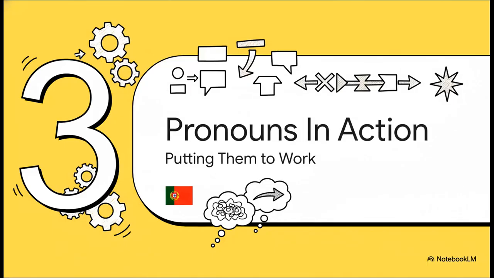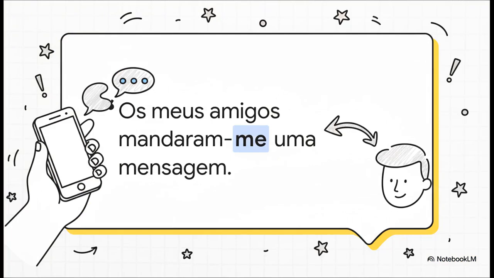Okay, let's get to section 3 and put these things to work. Enough with the charts. Let's see how these pronouns actually make our sentences flow better in the real world. So take a look at this. You could say mandaram uma mensagem a mim, but it just sounds a bit clunky. Instead, you stick that little pronoun me right onto the verb. Mandaram-me. It's shorter, it's smoother, and it's exactly how people actually speak.